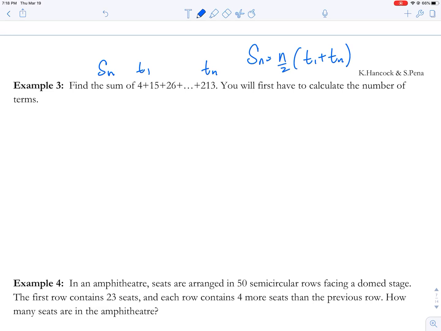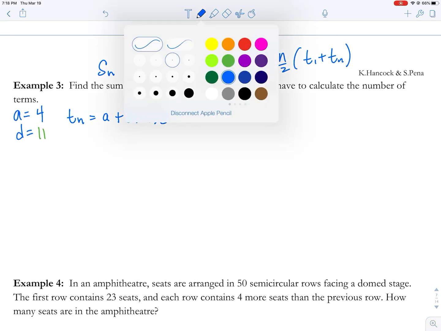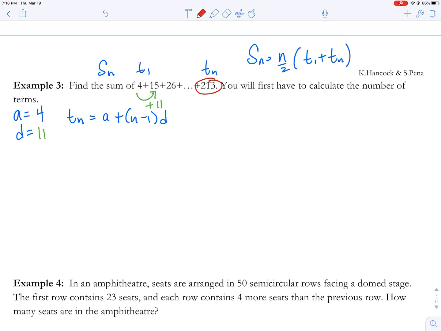And so we're going to do that by figuring out, we know what A is. A is 4. Our difference is, if we take a look, our difference is going up by 11. So our difference is 11. So we can use the formula from the last unit. That was T of n equals A plus n minus 1 d. So if I want to find out this last term right here, T of n, we don't know what it is. That's what we're trying to figure out. But we do know that's going to be T of n.